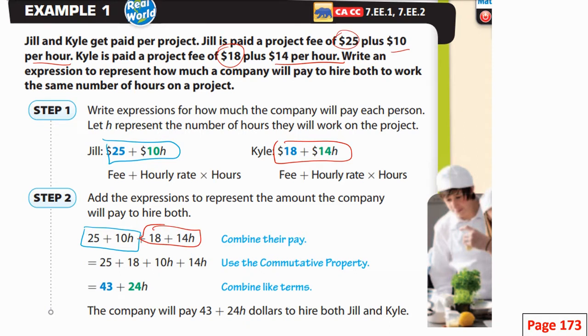We're combining their pay, and then here we're going to use the commutative property, which really just says you can switch the order of things when you're adding and you still get the same answer. So the publisher decided to put the project fees together and the hourly rates together as well. And so the 43 represents the total in fees, and the 24 represents the total per hour fee. So there we go. The company pays 43 plus 24 times the number of hours being worked to hire both Jill and Kyle.